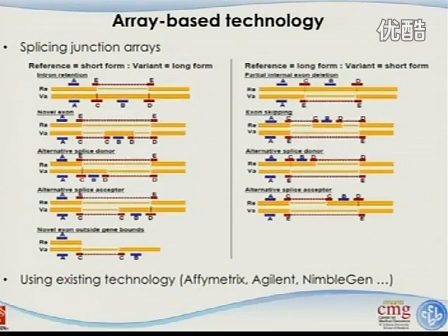But when you really do the experiment using it, we are pretty miserable. And I was very much miserable. And there are some better technologies to increase the sensitivity of splicing detection. One of them is also array-based technology. It's called splicing junction arrays.